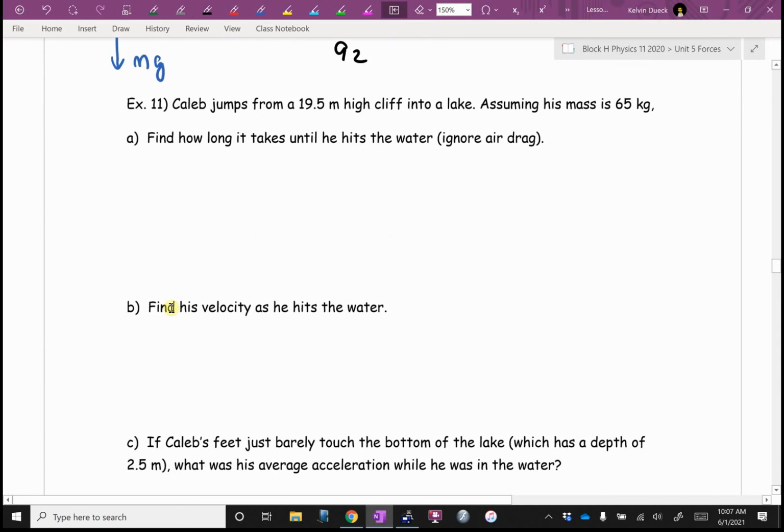Example 11. Caleb jumps from a 19.5 meter high cliff into a lake. If we assume his mass is 65 kilograms, okay. Manav, what does the question want me to find? Okay, now I think I'm going to be listing my data. What's VI if we're cliff jumping? 0. What's A if we're cliff jumping?